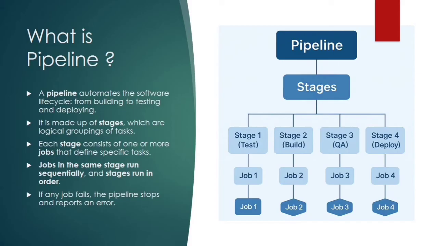If any job fails, the pipeline stops at that particular point, indicating something needs to be fixed in the source code or in the job configuration. So in short, pipelines help in automating and managing your software delivery lifecycle by defining a clear flow of stages and jobs, ensuring a reliable, repeatable, and efficient process throughout the pipelines.